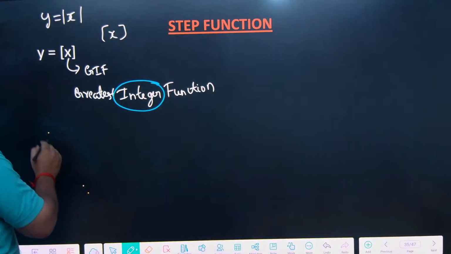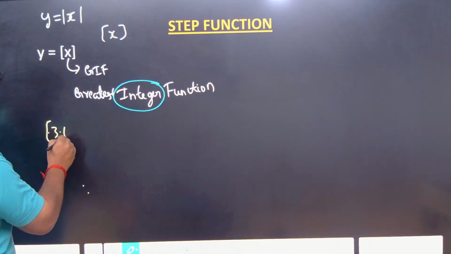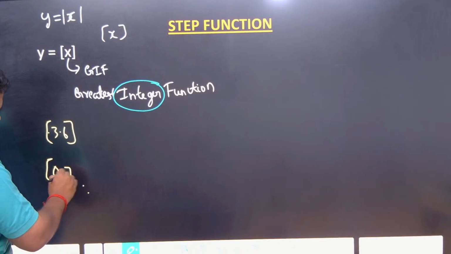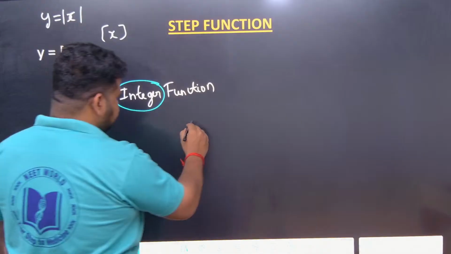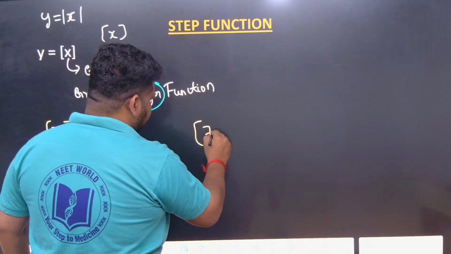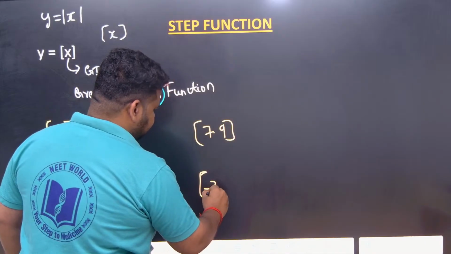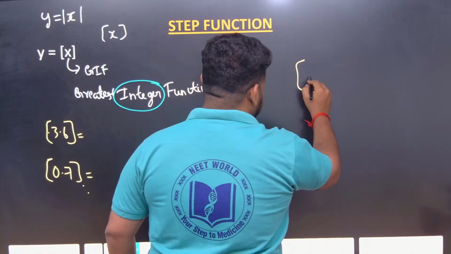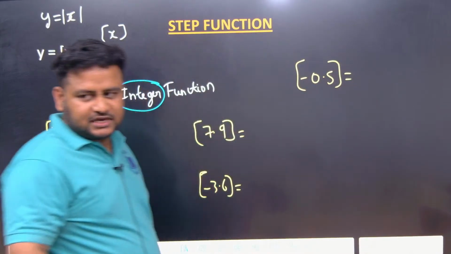Now see here, if I give a question like step of 3.6, or step of 0.7 is equal to what? Similarly, if I give step of 7.9 is equal to what? Let me take negative values also: step of minus 3.6 is equal to what? Similarly, another example, step of minus 0.5 is equal to what? Now observe carefully the step function.